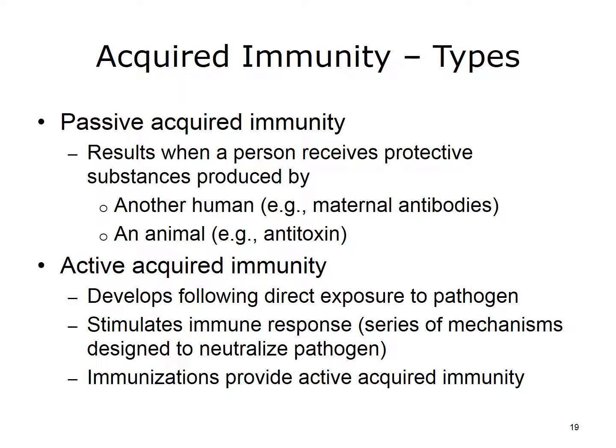Passive acquired immunity is the result of receiving protective substances produced by another human or animal, such as maternal antibodies or antitoxin. One example of passive acquired immunity would include disease resistance obtained by an infant who is fed with breast milk. In contrast, active acquired immunity develops following a direct exposure to a particular pathogen. This stimulated immune response results in a series of mechanisms designed to neutralize that pathogen. When we receive immunizations or vaccinations against, for example, chickenpox or rubella, they are designed to provide us with a type of active acquired immunity.